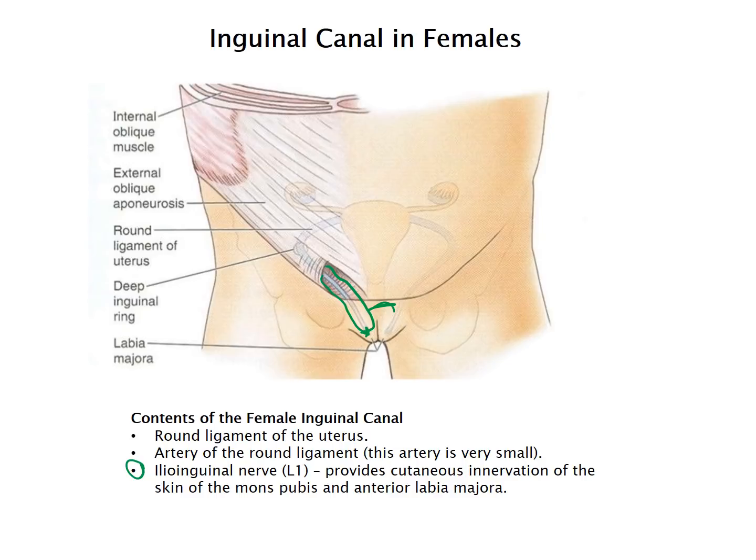Also in females, accompanying the round ligament of the uterus is a very small artery called the artery of the round ligament. This can be useful for helping to differentiate between the ligament and the ilioinguinal nerve during dissection.